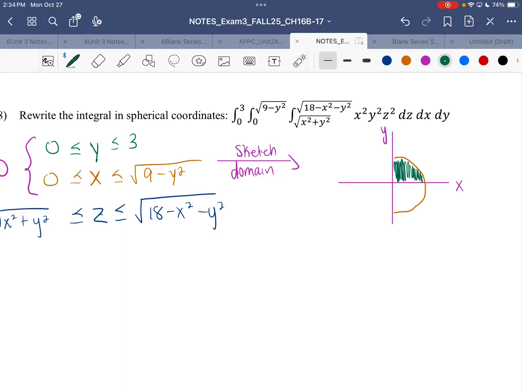Which variable is rotating in the xy plane? Theta, rho, or phi? Theta. But what angles does that mean theta is between? Yes, 0 and pi over 2. Okay, then we have to figure out what's happening in 3D.